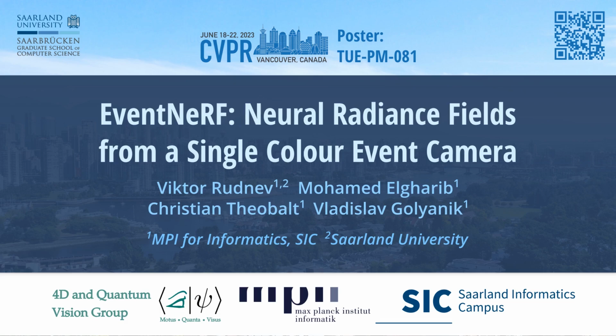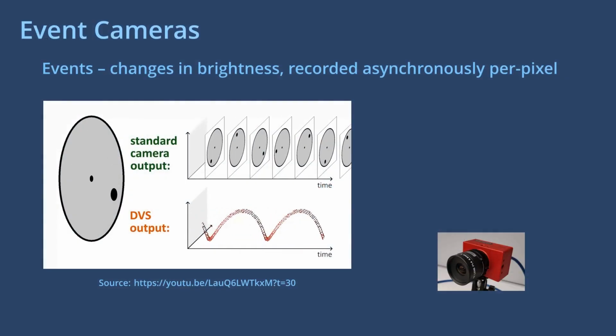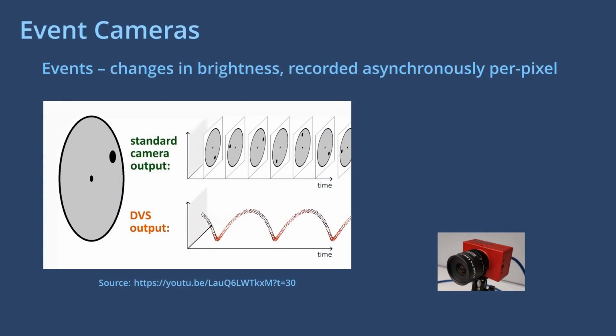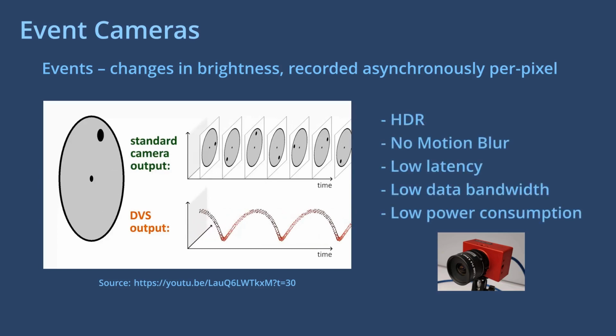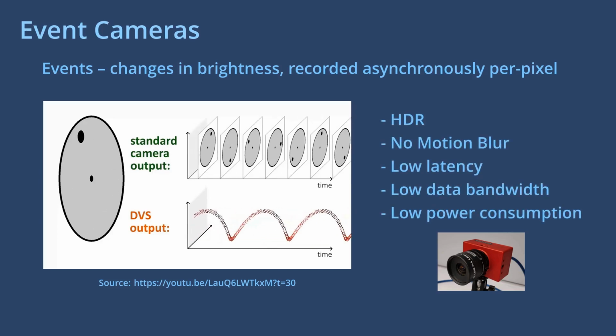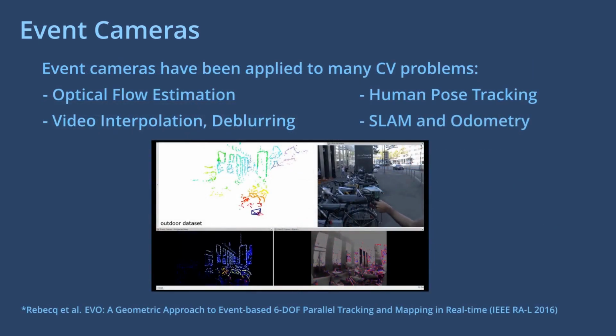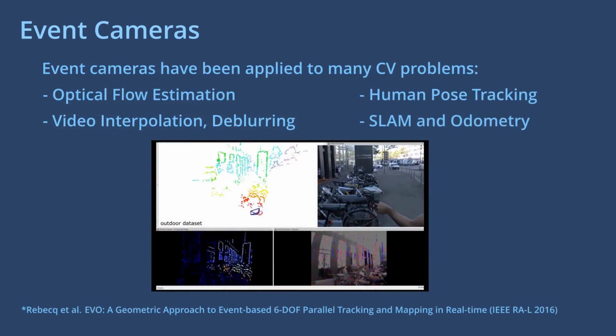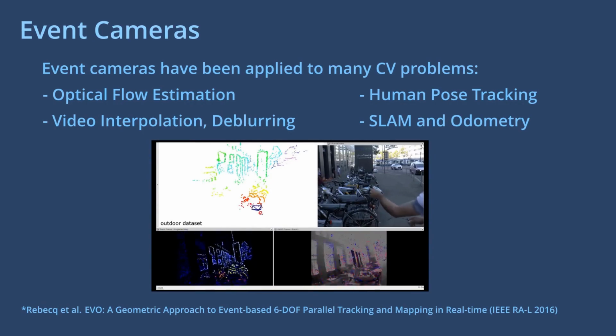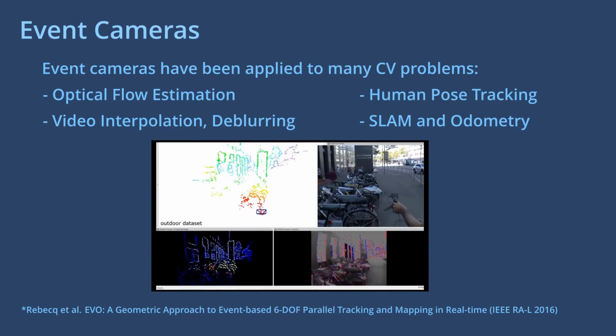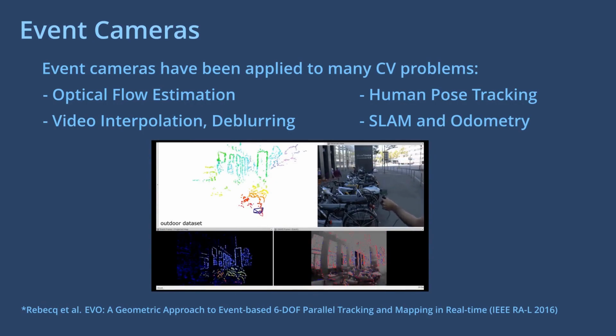Traditional cameras record full frames with a fixed frame rate. Event cameras, on the other hand, record only changes in brightness, called events, which are reported asynchronously per pixel. This results in many advantages over traditional cameras. Event cameras have been applied to many computer vision problems. However, the existing 3D reconstruction methods only produce very sparse and colorless results.